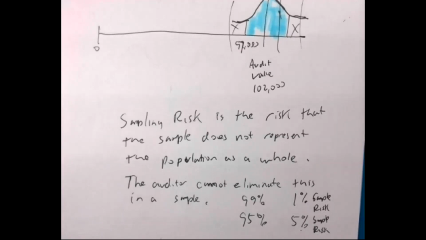So initially, when you first run your sample, if you come up with a problem, you don't start jumping up and down and accusing them of fraud. You probably take another sample because of this. You might be in that sampling risk.